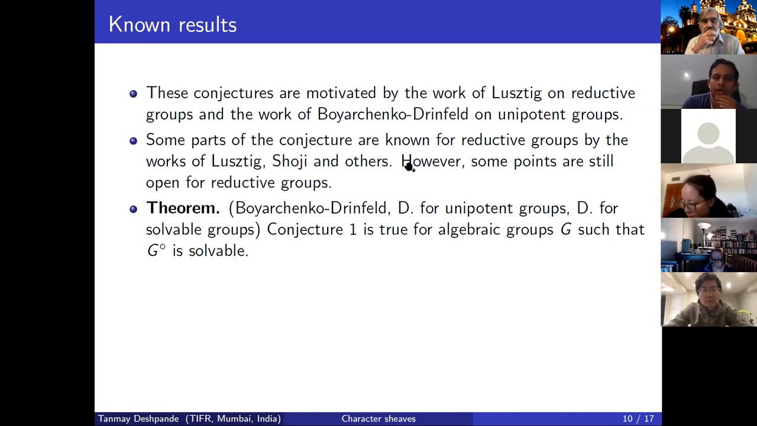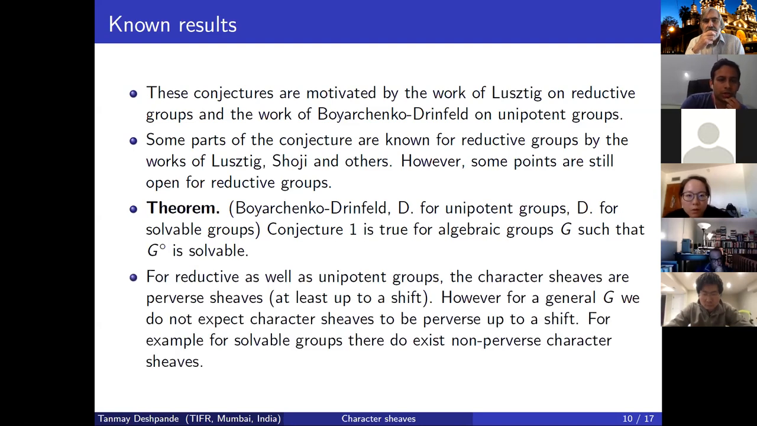So unlike reductive groups, in this case, we know all of the conjecture. Yes, and one point I would like to mention is that for reductive groups as well as unipotent groups, character sheaves are perverse sheaves, at least up to a shift. But in general, we do not expect character sheaves to be perverse. For example, for solvable groups, there do exist non-perverse character sheaves, and we'll see some examples towards the end.